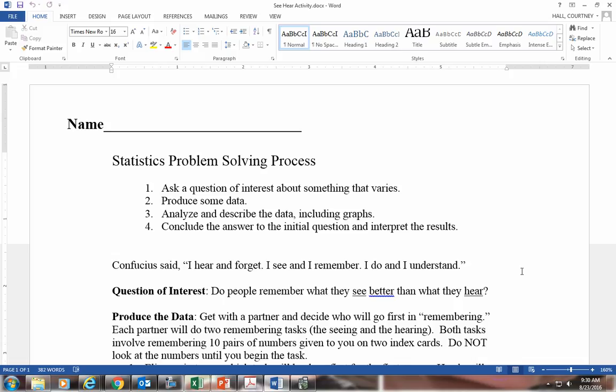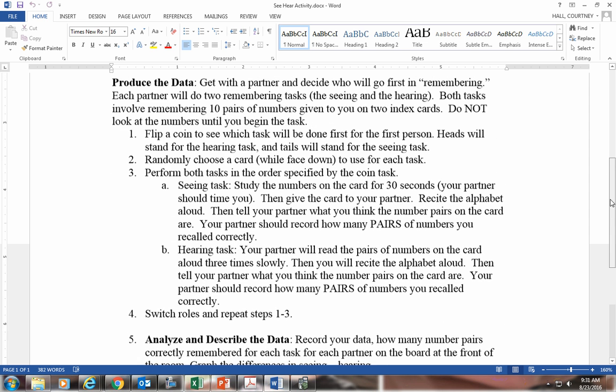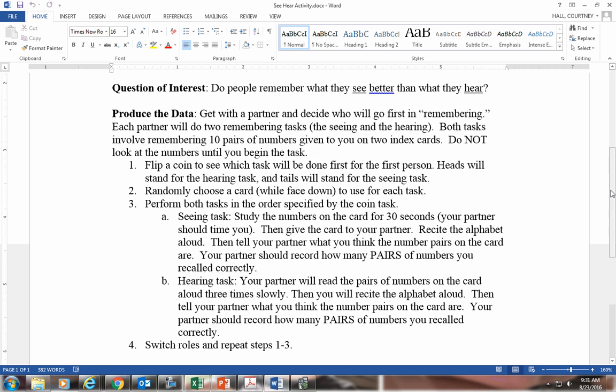Confucius said, I hear and forget, I see and I remember, I do and I understand. So we're going to be looking at the hearing and the seeing aspect of that. Do I remember better when I hear something, or do I remember better when I see something? Are we different? Do some people do better when they hear, some people do better when they see? I don't know. We're going to look at some data and see what happens. So the question of interest, do people remember what they see better than what they hear?